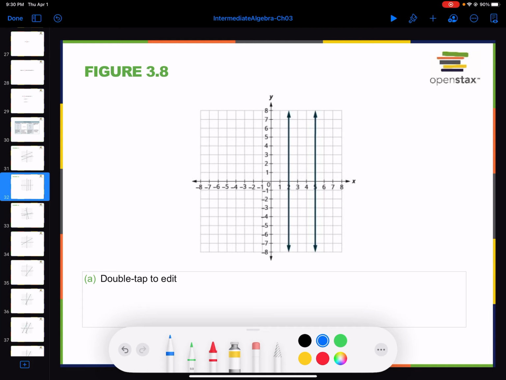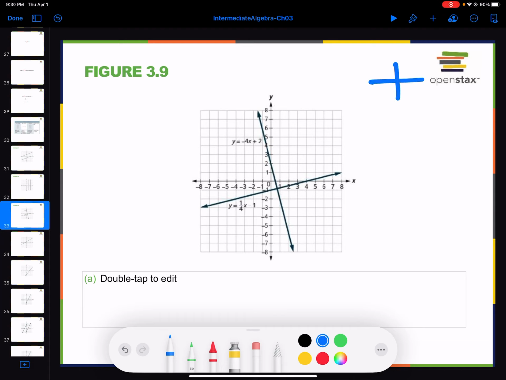These are also considered parallel, but we're not going to see this in the slope, because this is going to be just x equals 2 and x equals 5. And the last one that we're going to be talking about is perpendicular. So sometimes it's denoted like this. Sometimes it's also called orthogonal, but I don't see that very often in this book. But just in case you ever come across that word as well, it's either perpendicular or orthogonal.